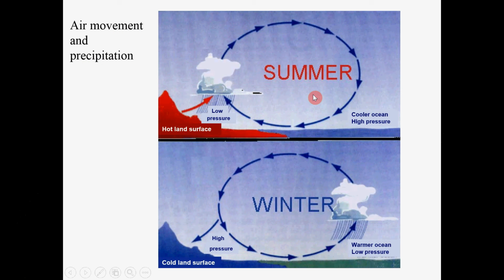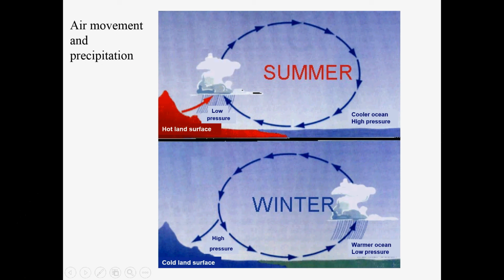In the summer, because you have a lower pressure system on land, and also you have a higher pressure system on ocean, therefore the air will blow from the high pressure system toward the low pressure system. In other words, the wind will blow from the ocean toward the land.